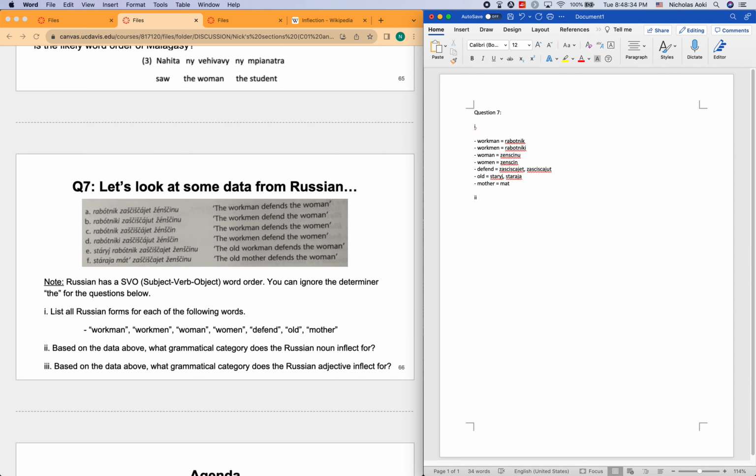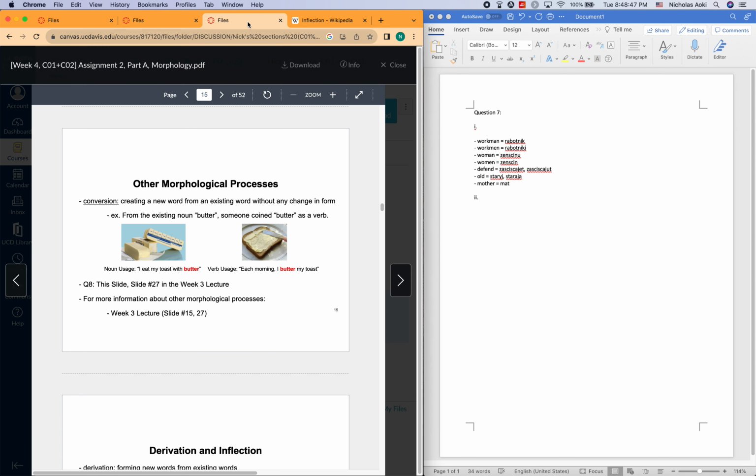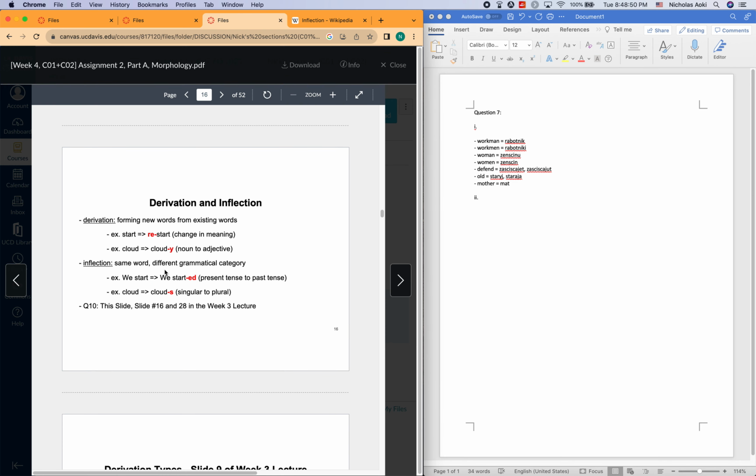Let's go to number 2. It says, based on the data, what grammatical categories does the Russian noun inflect for? So recall from last week in morphology, we talked about inflection. Inflection was when you add different morphemes to create different grammatical categories for the same word. So an example of verbal inflection would be having the verb start and then adding the suffix ed in English to get from the present to the past tense. So start and started are both the same word, just different tenses.